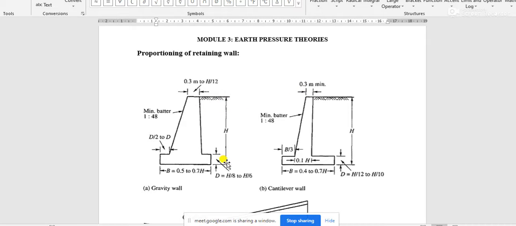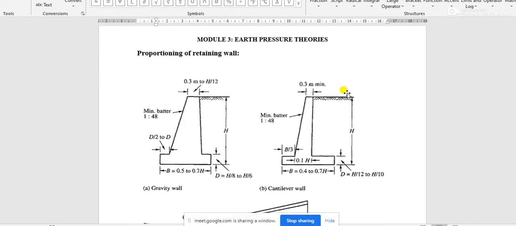Now this one is h, and this foot slab thickness is d. The provision for the value of d is h by 8 to h by 6, that means 0.125 h to 0.17 h, where h is the height of the retaining wall. In case of cantilever retaining wall, this is h by 12 to h by 10.